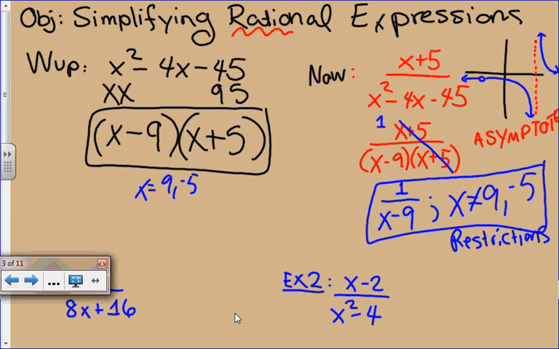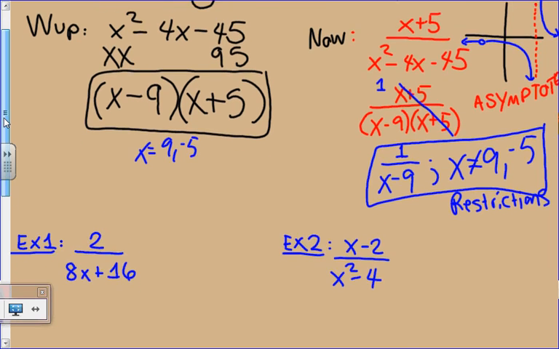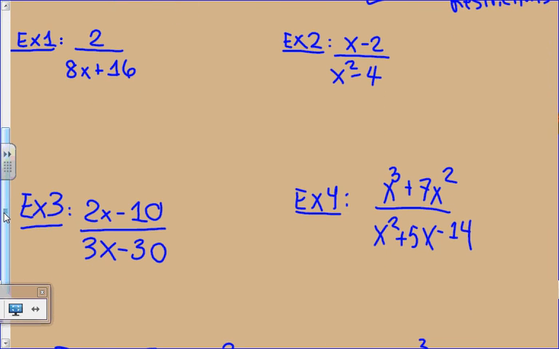Alright, so for our warm-up today, we started factoring, we put it into a rational expression, we reduced it, we talked about why the restrictions work. So let's start with number one.